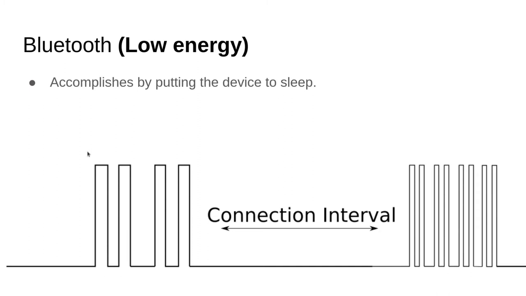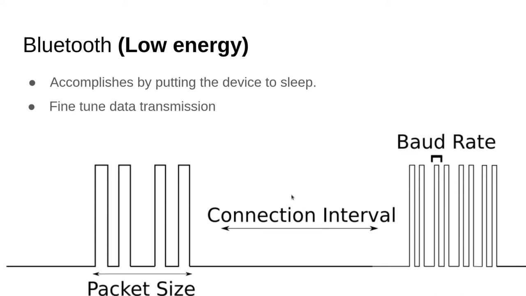When the Bluetooth Low Energy device is not sending data, it is going to sleep. And the time between packets is called the connection interval. You have to determine with the other Bluetooth device the connection interval that will best accommodate your power requirements. Other things to fine-tune the low energy aspect of this are the packet size and the baud rate, each of which can increase or decrease the power consumption the higher you go with either of these.